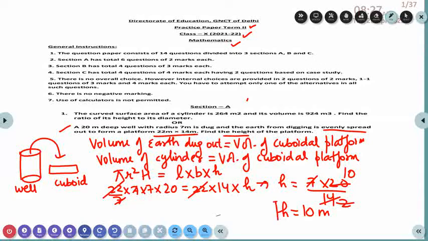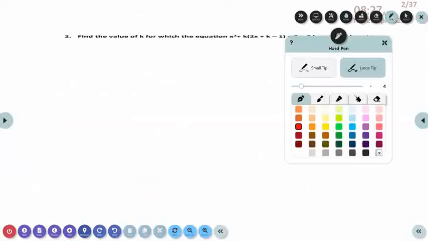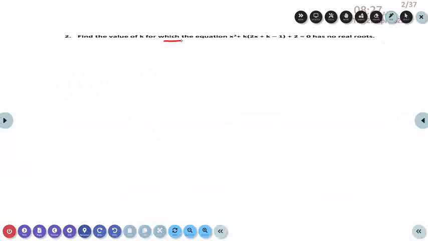Now next, question number 2. Find the value of k for which the equation x square plus k in brackets 2x plus k minus 1 plus 2 equals to 0 has no real roots. So in this question we have been given an equation. And we have to find out the value of k for which this equation has no real roots.